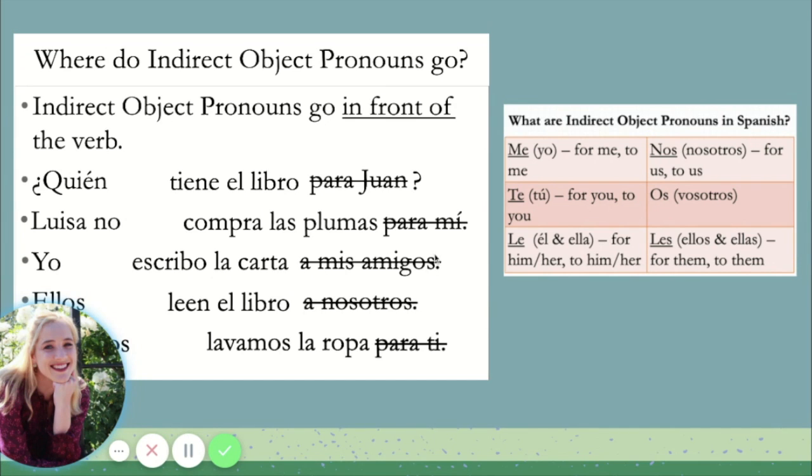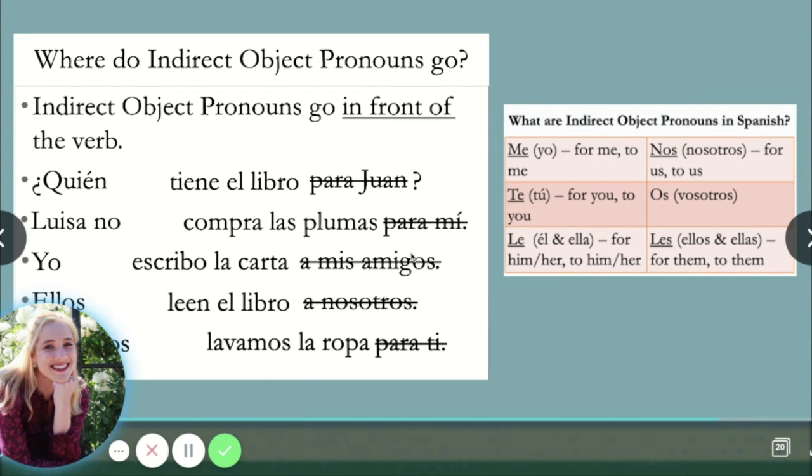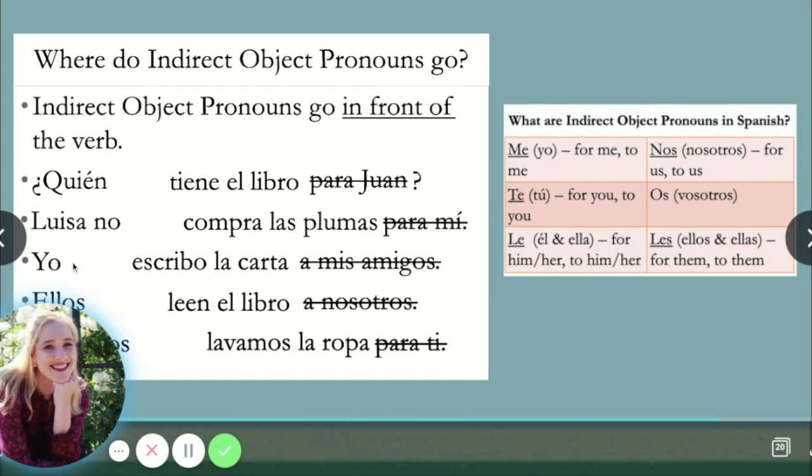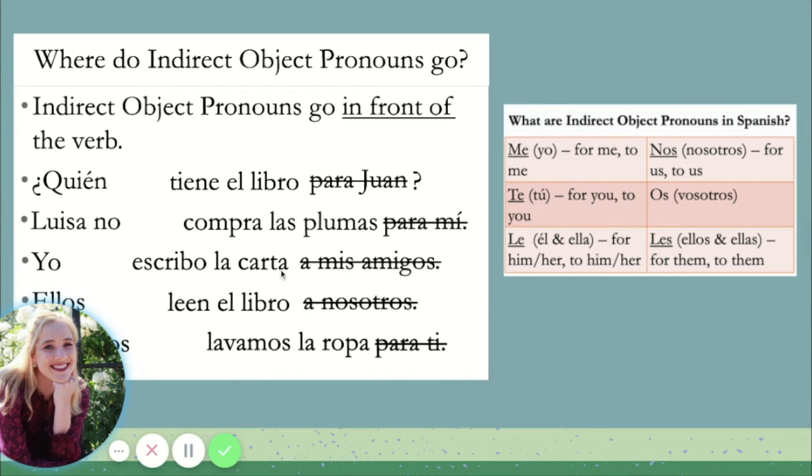Which one might we use? Which pronoun? Me, te, le, nos, os, les would we use to replace a mis amigos? Again, me, te, le, nos, os, les. Good. Yeah. Yo les escribo la carta. We replace a mis amigos with les.